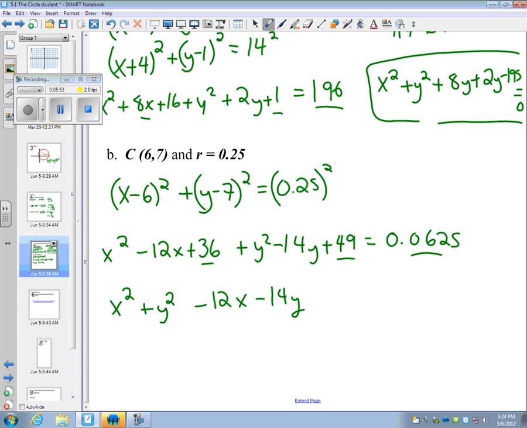36 plus 49 is 86 minus 0.0625, so I believe I would have 85.9375 is equal to 0. If I wanted to, I could get rid of that decimal by multiplying everything by 10,000, and I could have this without a decimal as well. So if the question says without decimals, we would do that.